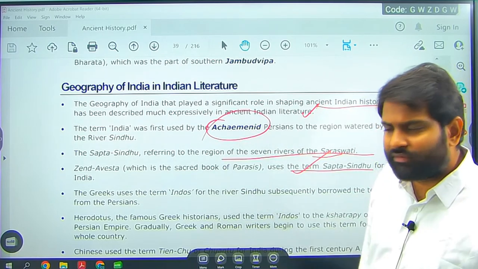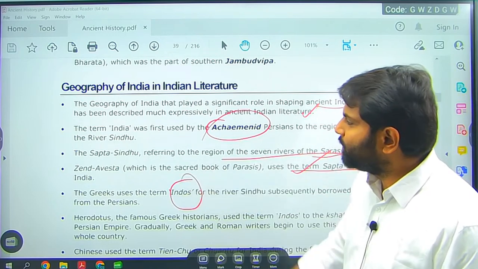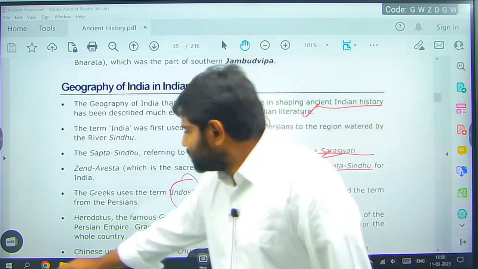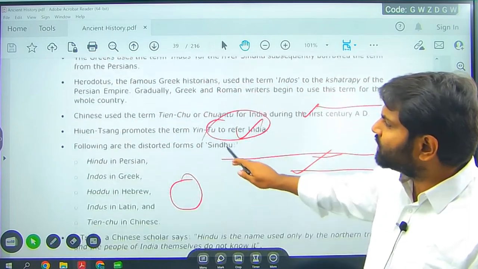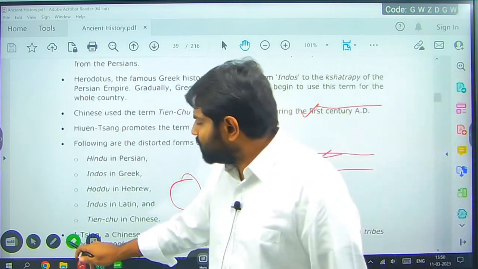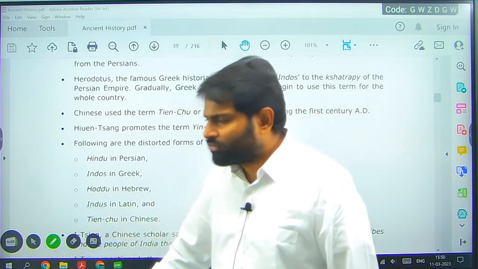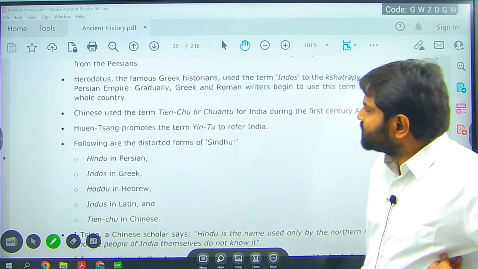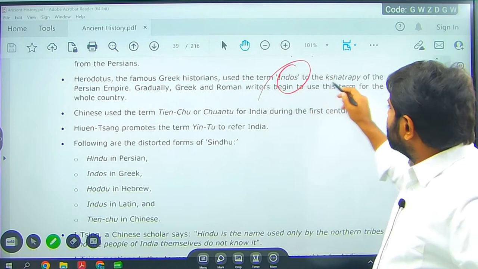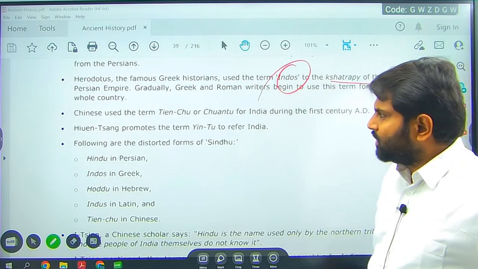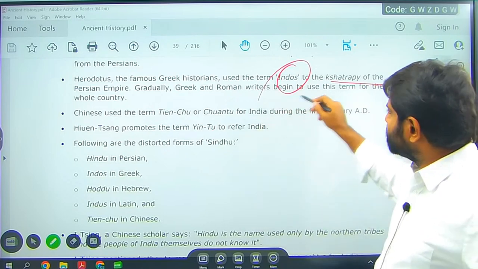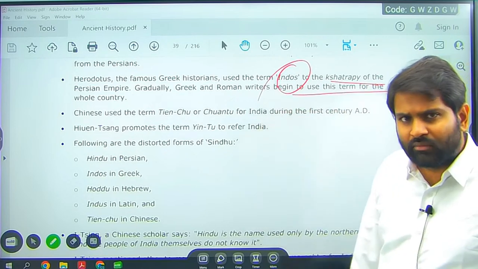The Greeks used the word Indus. So who were the people who first used this word? The Achaemenids, who were Persians, then the Greeks. Herodotus, the famous historian, we spoke about Herodotus just before, one of the greatest historians, used the term Indus, and the satrapy of the Persian Empire. Gradually, Greek and Roman writers began to use the term for the whole country.